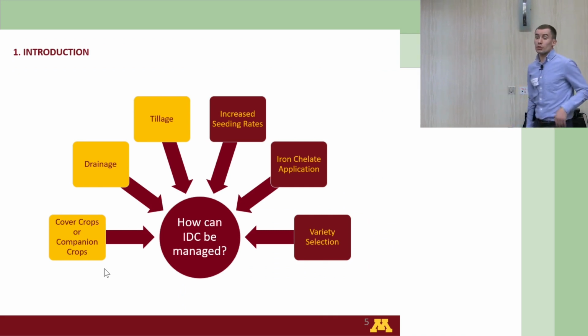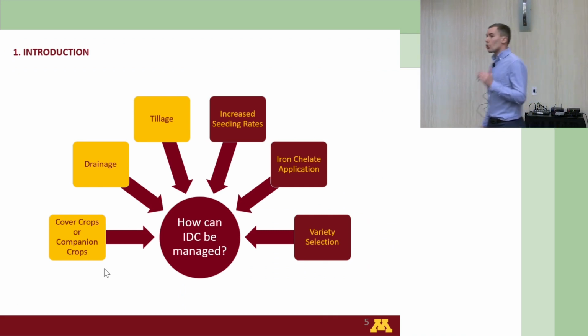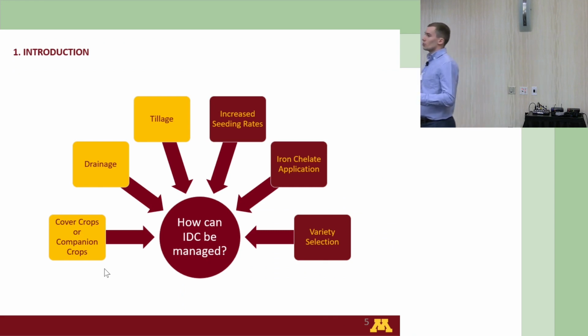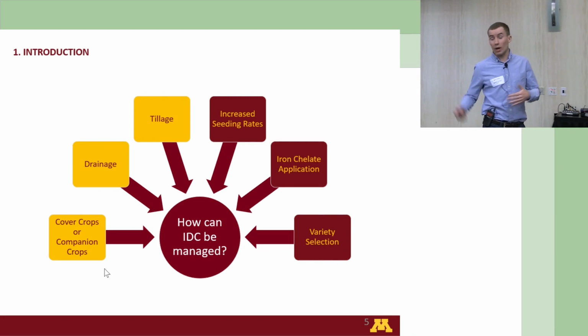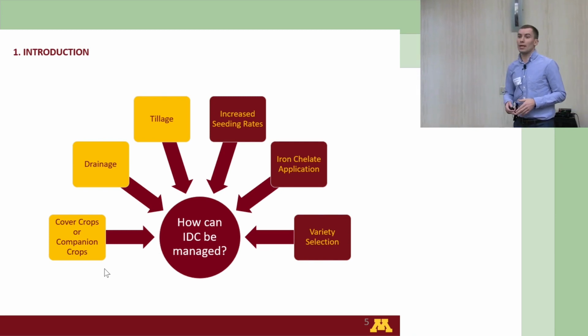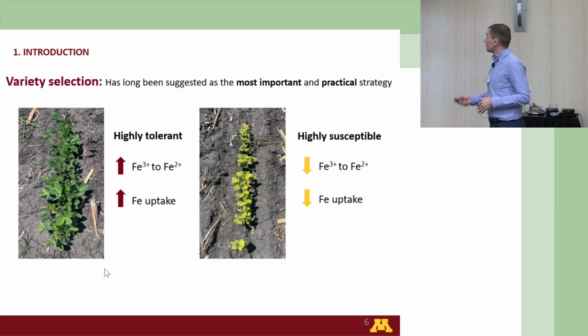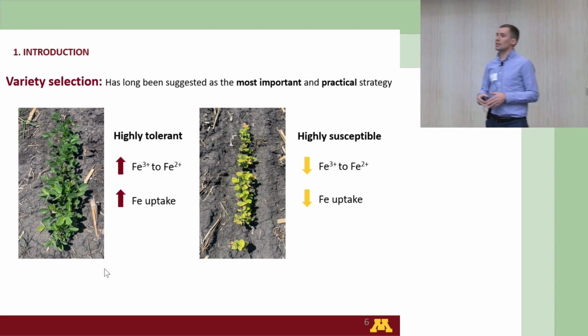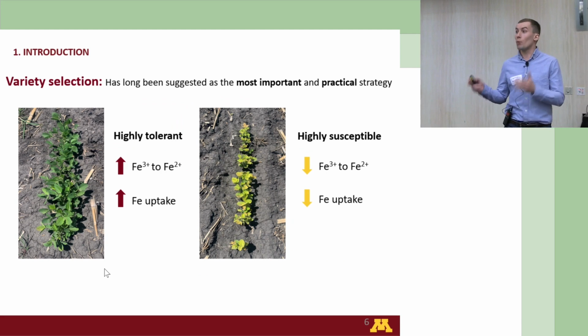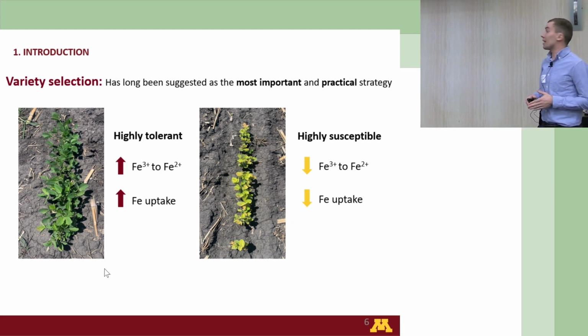Due to the large impact of IDC on soybean production, growers have adopted several management strategies to mitigate IDC. Among the most often used ones are variety selection, iron chelate application, and increased seeding rates. Growing a highly tolerant variety has long been suggested as the most important and most practical strategy for IDC management.